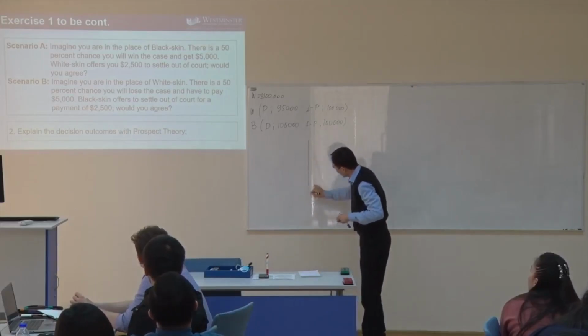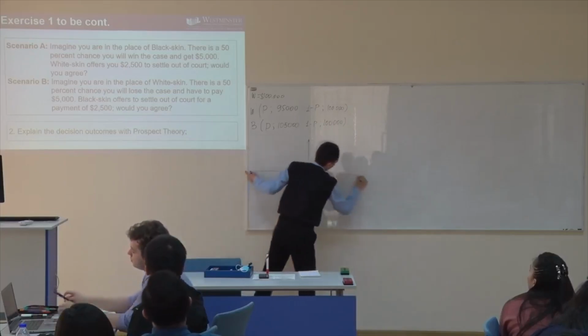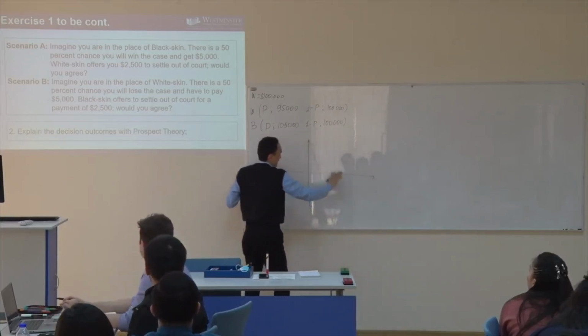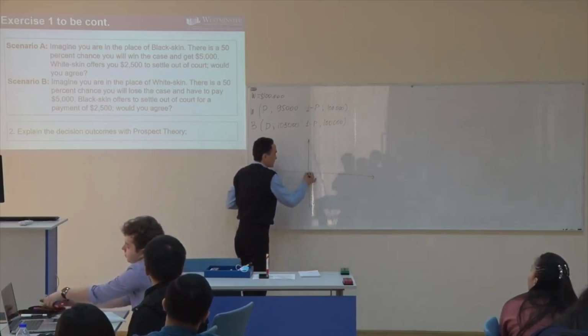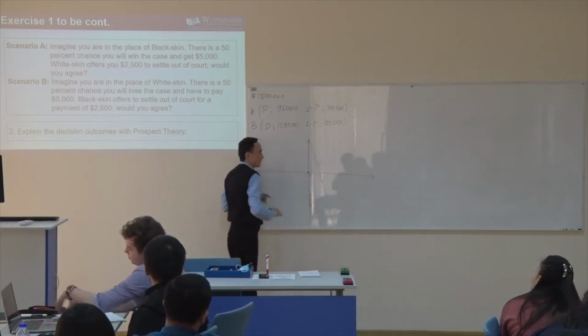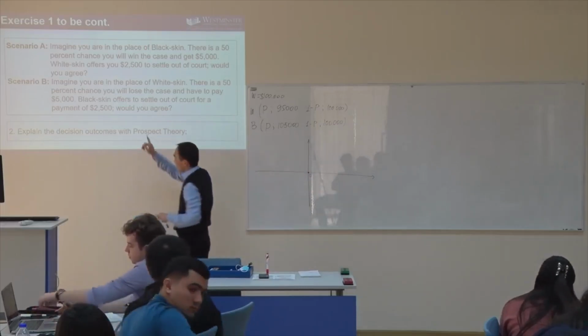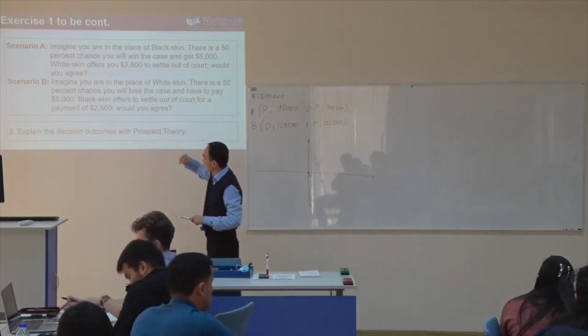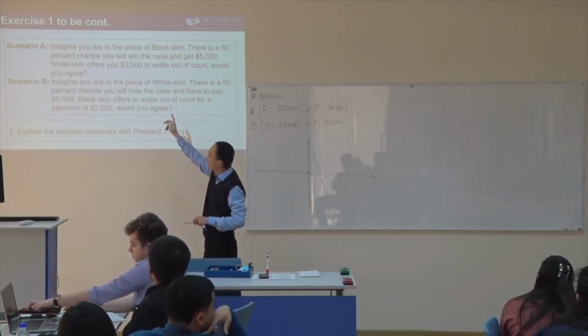So now let me just, again, draw that curve. So now 0, this is reference point, okay? Reference point here, 0. Not losing or not gaining case. So look, scenario A. Imagine you are in the place of black lady, okay?